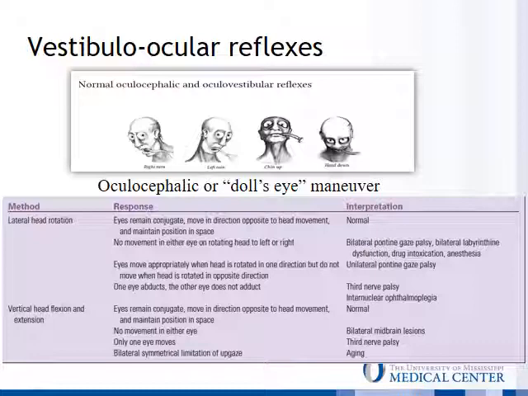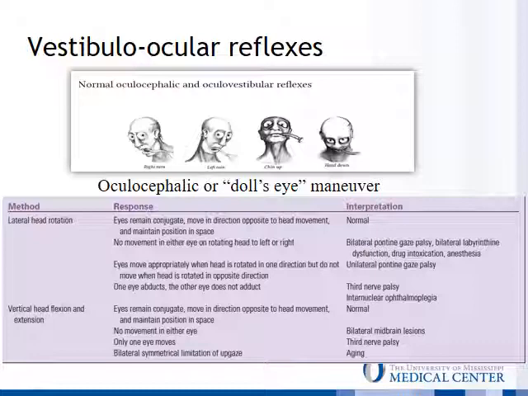If there is no movement in either eye on rotating the head to either side, then it suggests bilateral pontine gaze palsy, bilateral labyrinth dysfunction, or drug intoxication. If eyes move appropriately when the head is rotated in one direction but do not move when the head is rotated in the opposite direction, then it suggests unilateral pontine gaze palsy. If one eye abducts and the other eye doesn't adduct, then it suggests third nerve palsy or internuclear ophthalmoplegia.